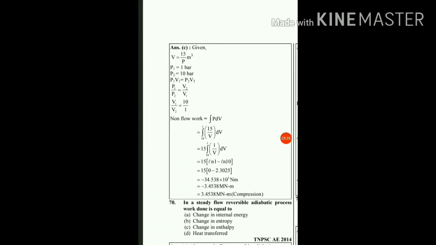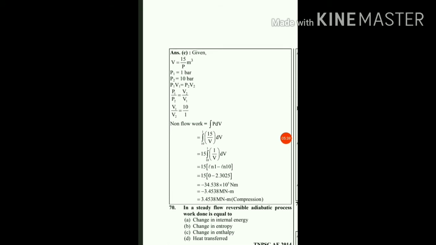Here you can apply this equation for state 1 to 2, where at state 1 the pressure is 1 bar and at state 2 the pressure is 10 bar. To solve this, we can see the volume and pressure relation, that is 15 upon P. P1 is given as 1 bar, P2 is given as 10 bar. Then we can apply the equation P1 V1 is equal to P2 V2. From that we get P1 by P2 is equal to V2 by V1.